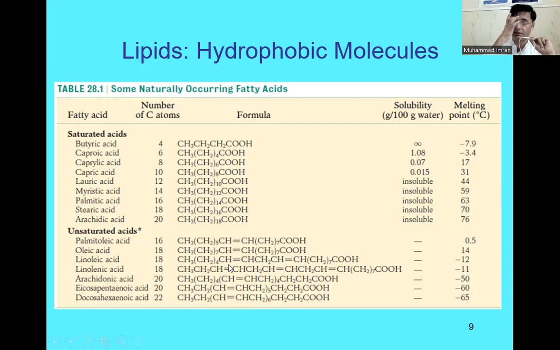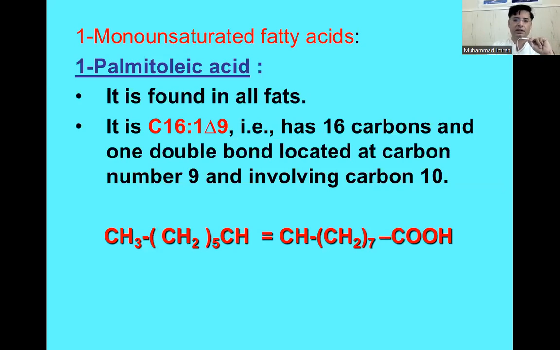In unsaturated fatty acids, the melting point and boiling point will decrease. Melting and boiling point will decrease with an increasing number of double bonds, because increasing the number of double bonds produces unsaturation in the fatty acid. Palmitoleic acid contains only one double bond and is found in all fats. It has 16 carbons, one double bond, and the double bond is present at carbon number 9.